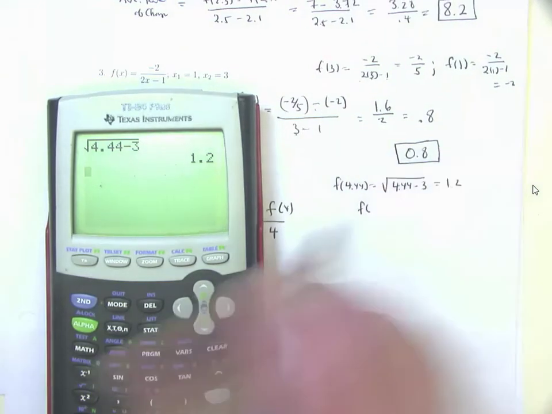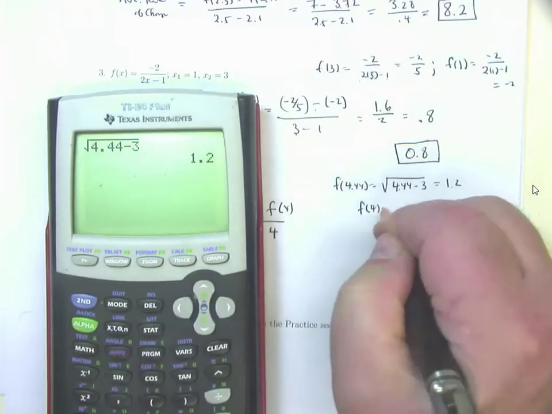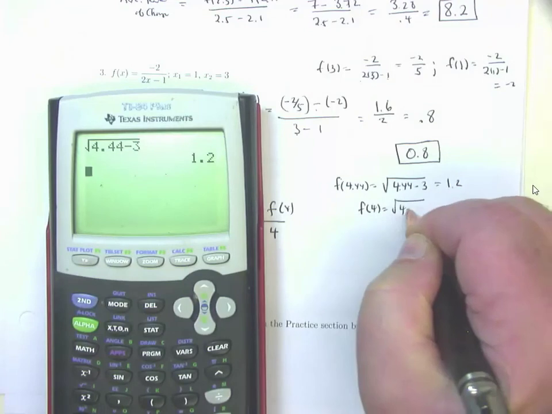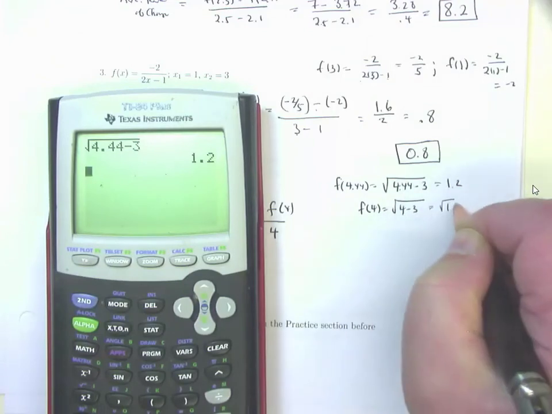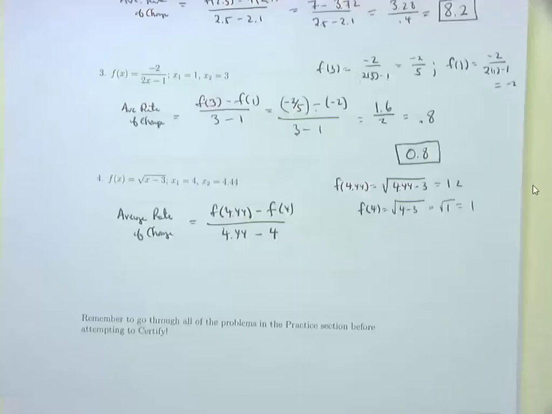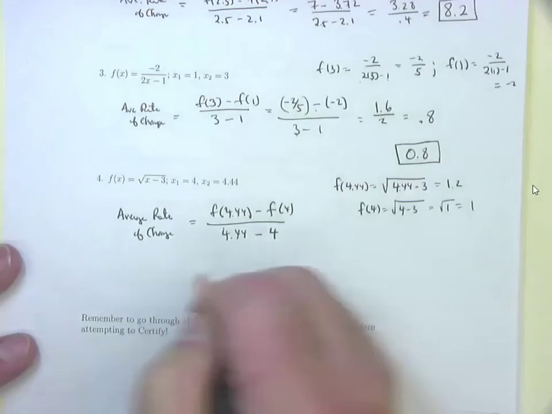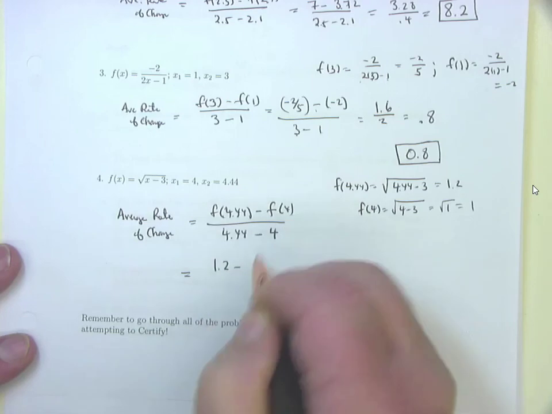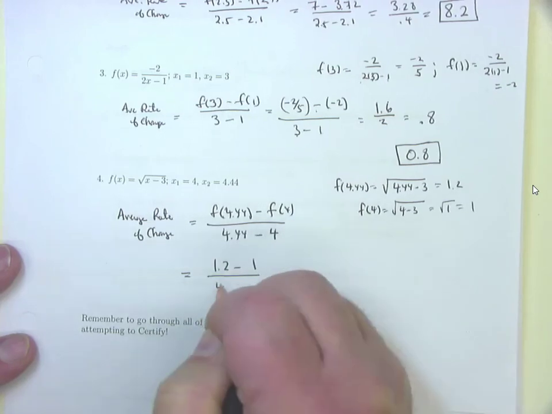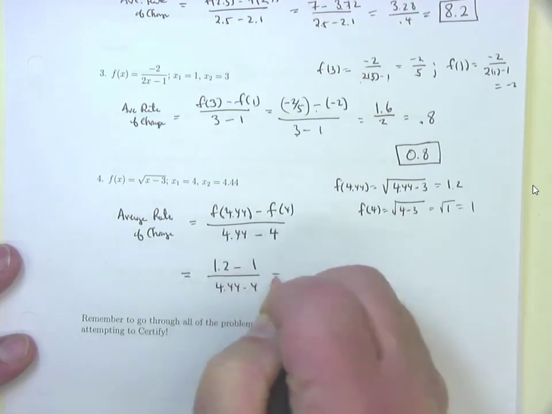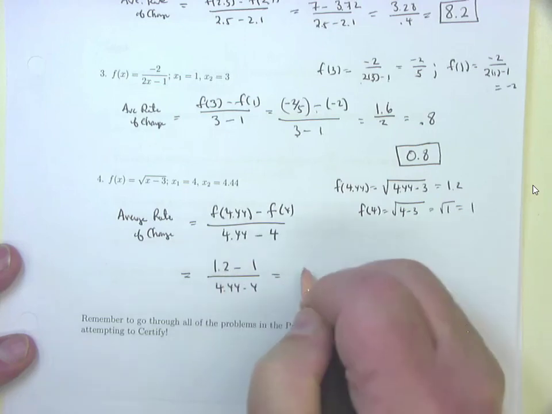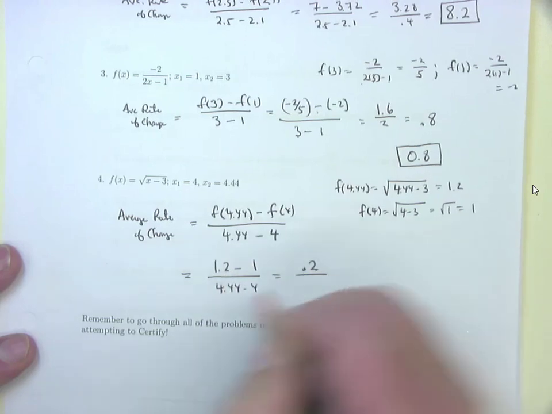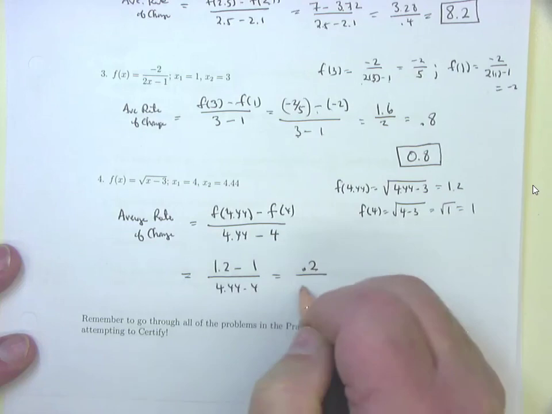And f of 4, I can do that with a calculator. That'll be the square root of 4 minus 3. That's the square root of 1. Square root of 1 is 1. So this would be equal to f of 4.44 is 1.2 minus f of 4 is 1 over 4.44 minus 4. Well, 1.2 minus 1 is 0.2. 4.44 minus 4 is 0.44.